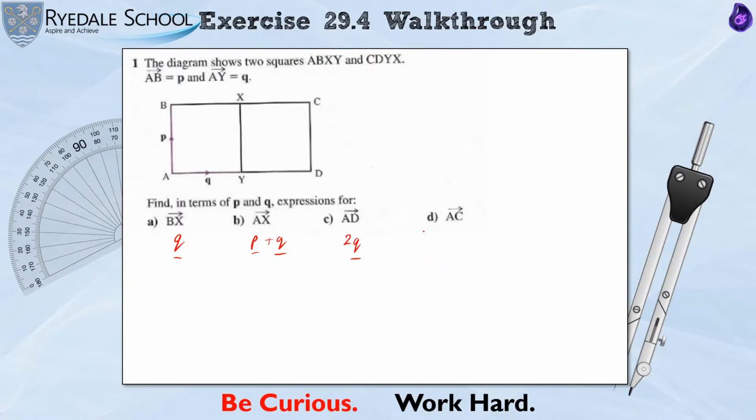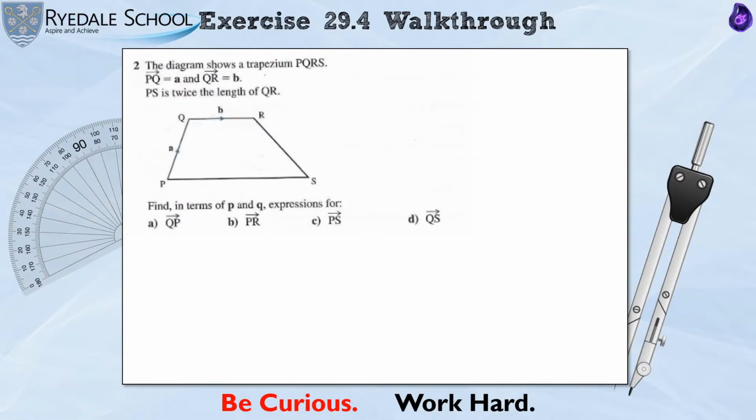And finally, A to C is across this diagonal. I could either go this way or I could go this way. And it doesn't matter which way I go, it will be a q and a p. So it will be p plus 2q.